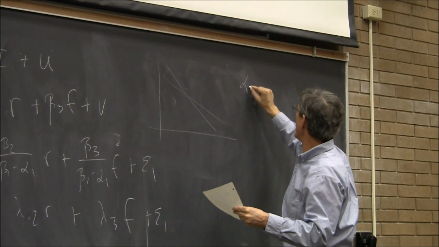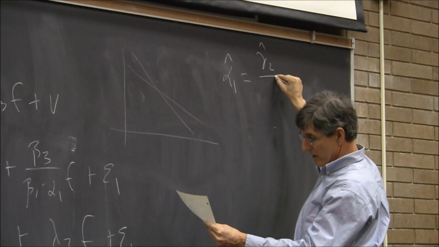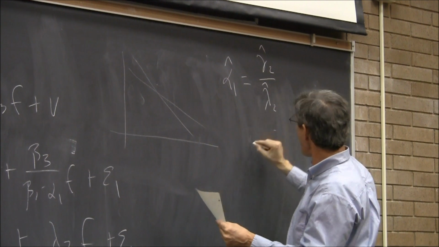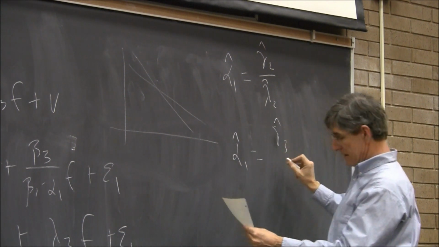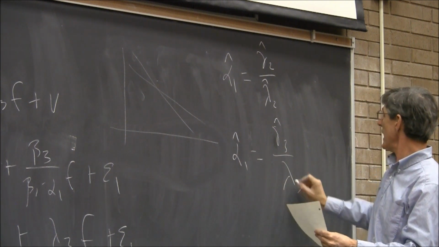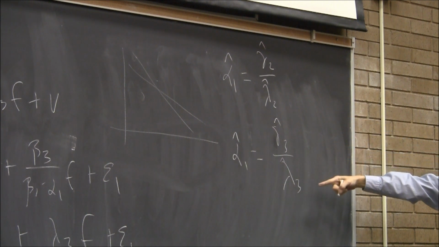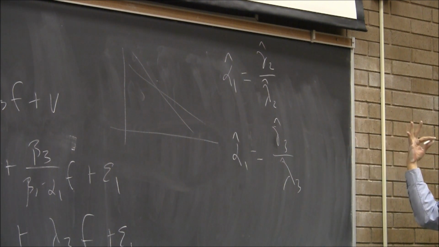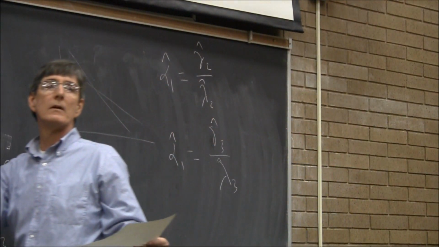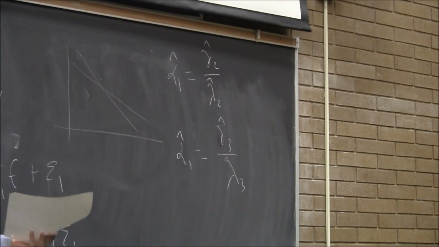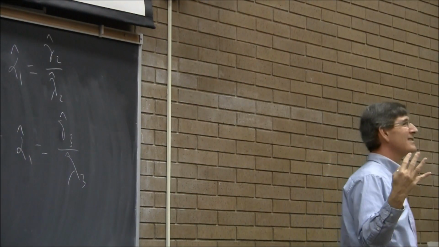When you solve the equations, you get alpha 1 hat equals gamma 2 hat over lambda 2 hat, and alpha 1 hat equals gamma 3 hat over lambda 3 hat. So you get gamma 2 over lambda 2 and gamma 3 over lambda 3, and there's nothing that says those are the same. You get two different measures of the slope. So you're over-identified. There's no unique way to go back to the structural model. You have too many equations.